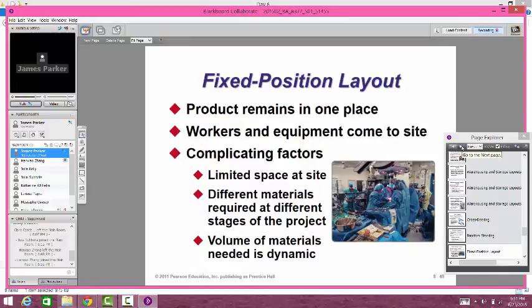Fixed position layout. So moving on back to layout strategies. At certain times, building a big ship, doing something like that, you can't move that item. The workers have to come to it, and in this case, a critical patient, same sort of thing. Workers and equipment come to the site.